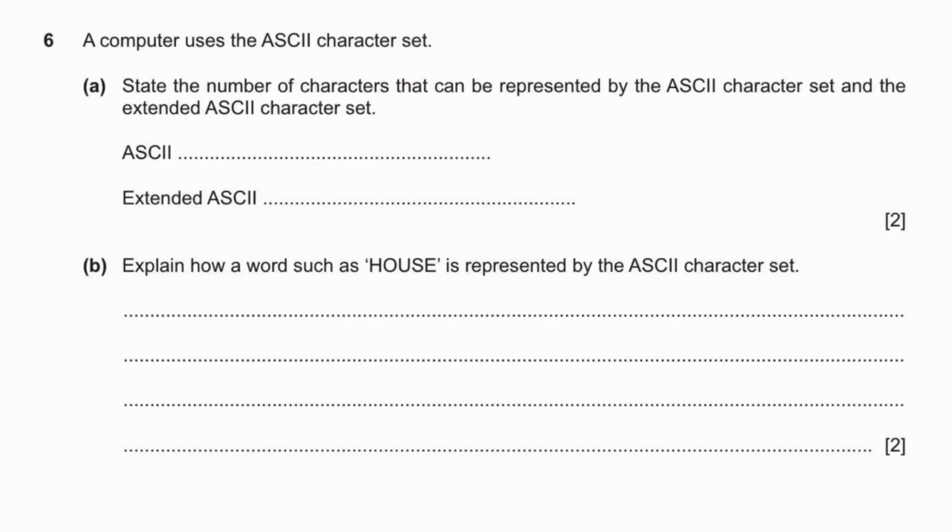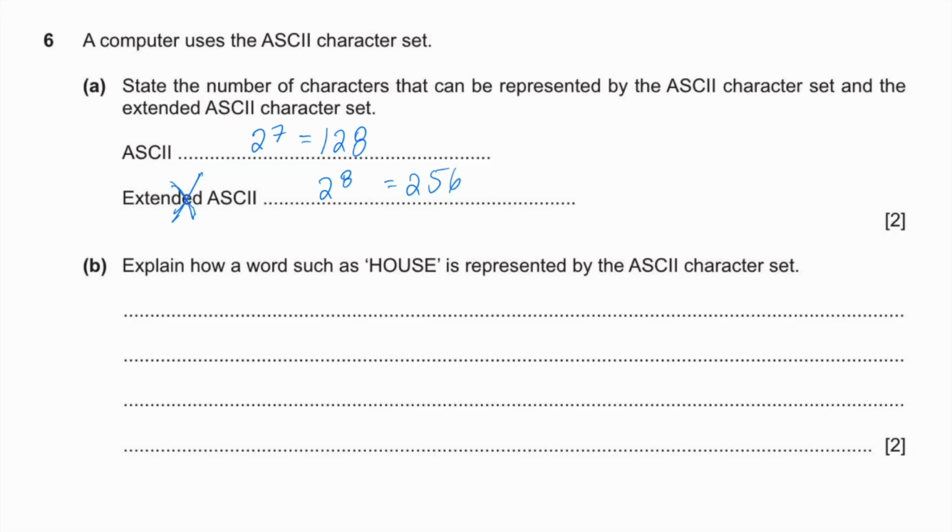So first of all, state the number of characters that can be represented by the ASCII character set and the extended ASCII character set. Remember, for ASCII, we have 7 bits used to represent each character and 1 that's just a parity bit that's not used. So we can represent 2 to the power 7, or 128. Extended ASCII actually just lets us use 8 bits to represent characters. That means we have 2 to the power of 8, or 256 possibilities. But for the IB, I think you don't really need to know this one.